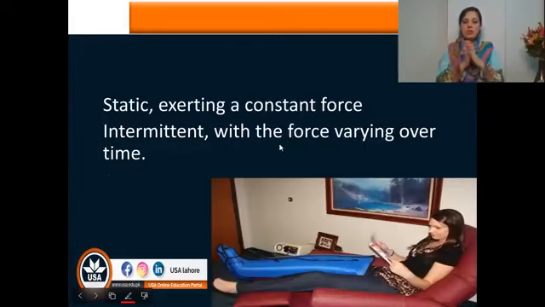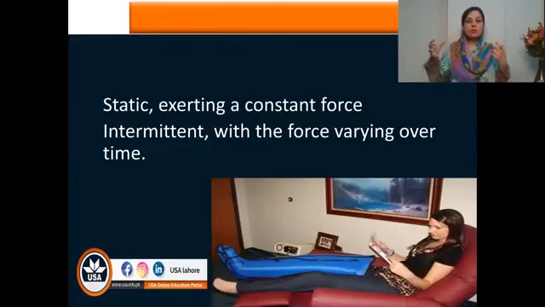Coming towards compression, basically there are two types of compression. It can be either static or intermittent. Static means you are going to constantly apply the pressure over the area. It can be with the help of bandages or garments. By this compression device, the compression is applied all over the limb and it is constant throughout the phase. The second one is intermittent compression.